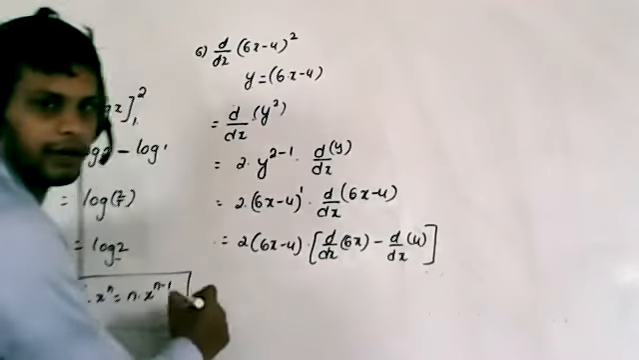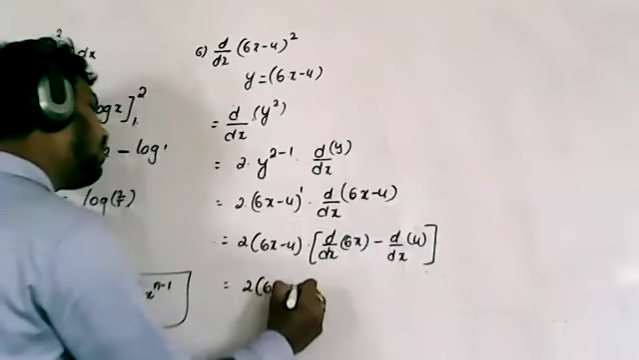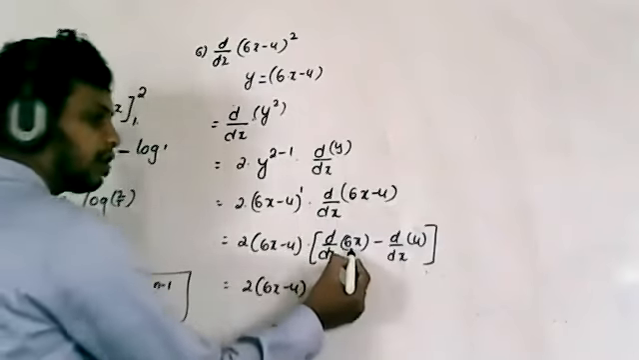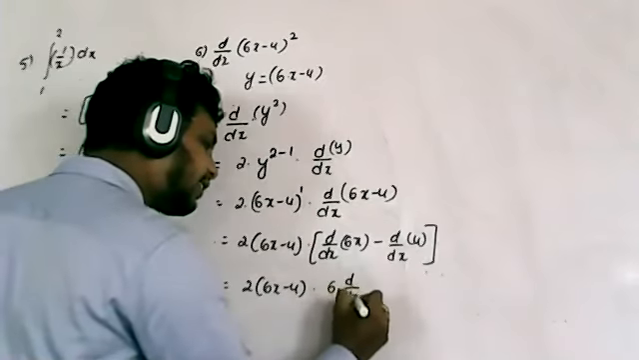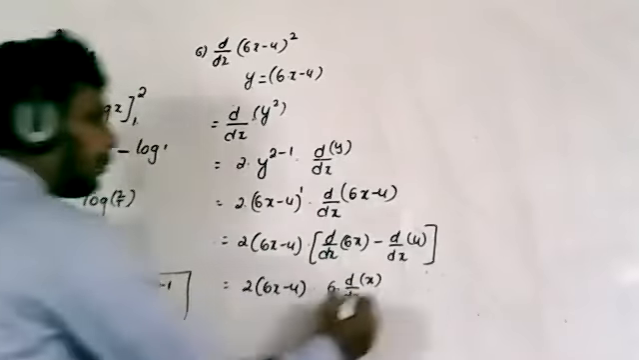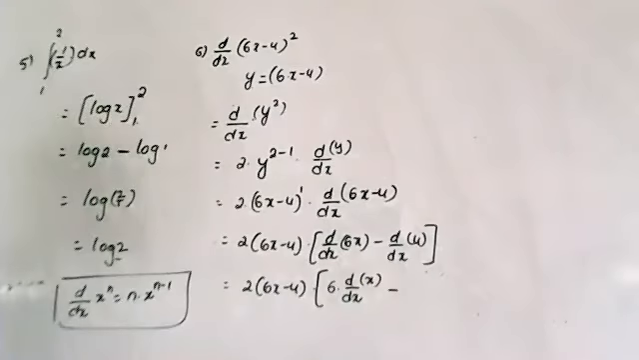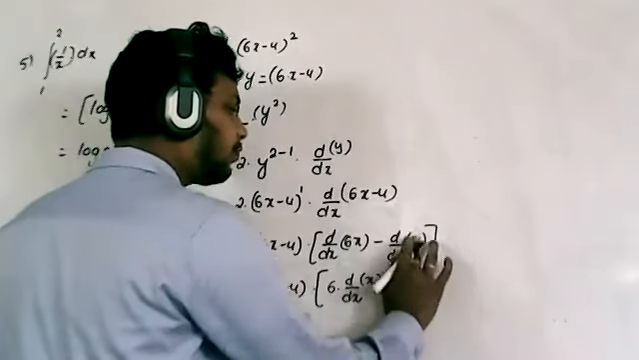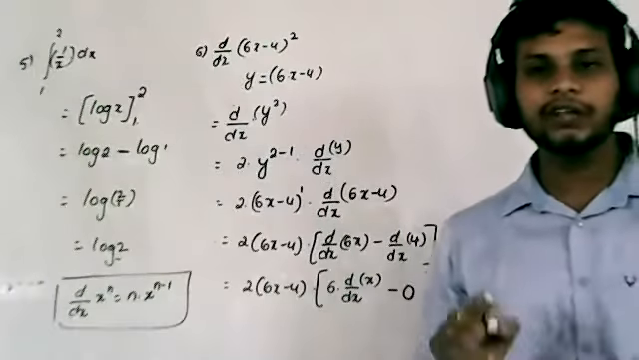Are you clear? Very good. Now this can be taken as 2 into 6x minus 4 into 6 comes out of the differentiation, d by dx of x, minus d by dx of 4. How much is d by dx of 4? It is 0. Why? Because d by dx of a constant is equal to 0.